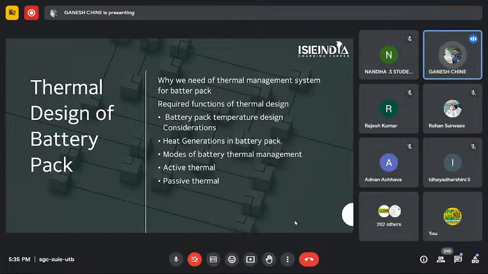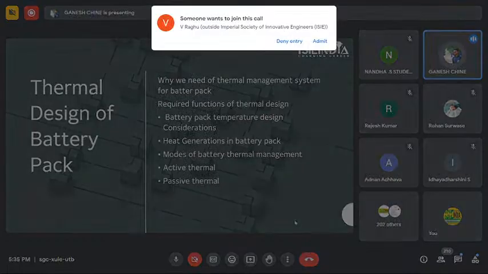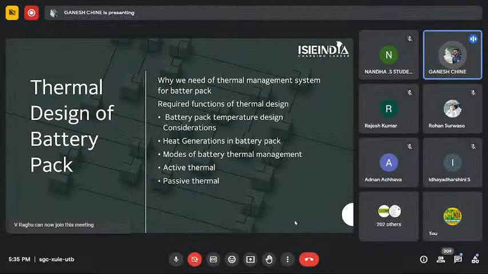Ideally, a battery pack of lithium ion cells with NMC chemistry is operated at 15 to 35 degrees Celsius ambient temperature.